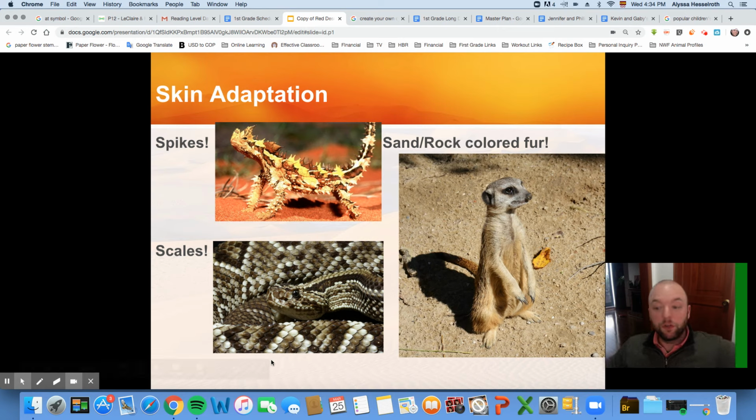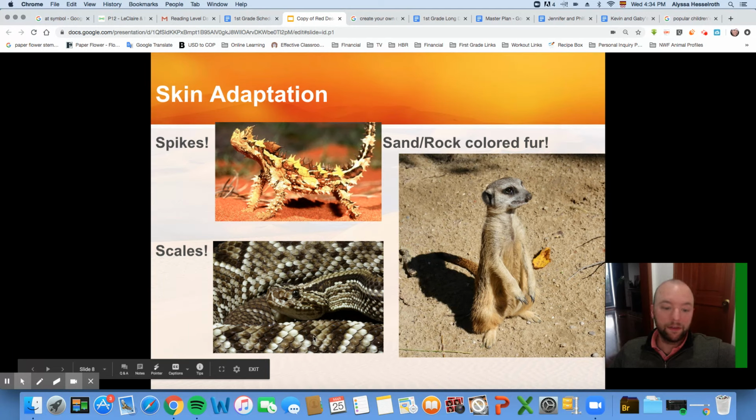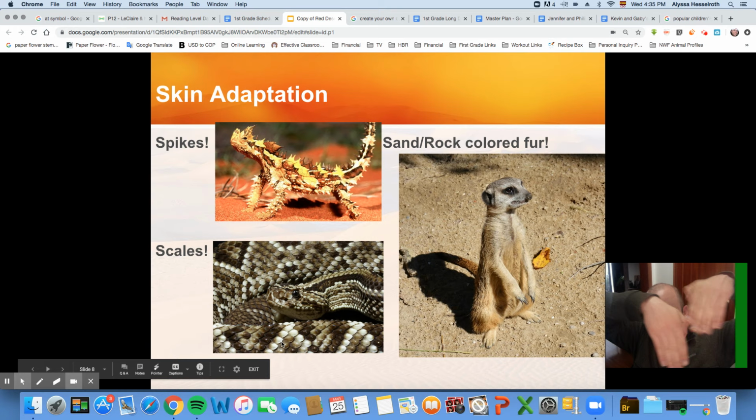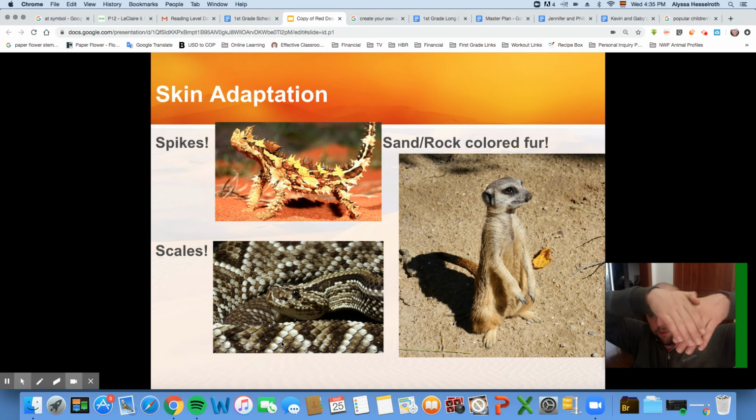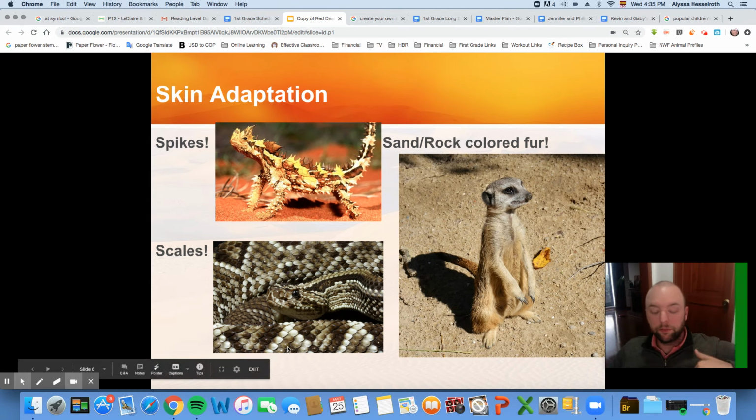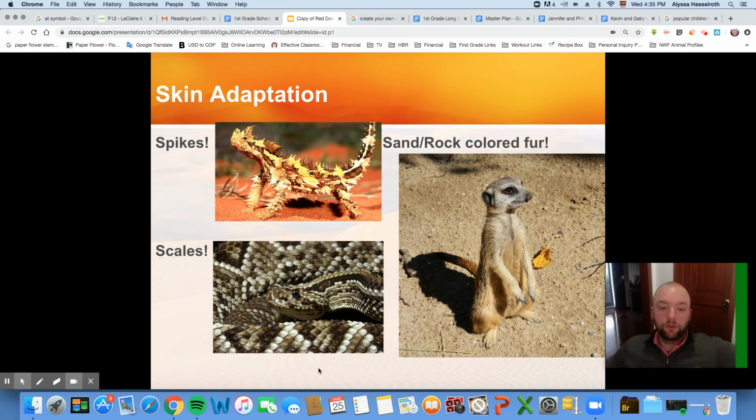And as you know, in the desert, there are many snakes, including the rattlesnake, and their body is totally covered in scales. And these scales are like armor, and they lay on top of each other, and that prevents the heat from getting in. That helps prevent sand from getting into their bodies.